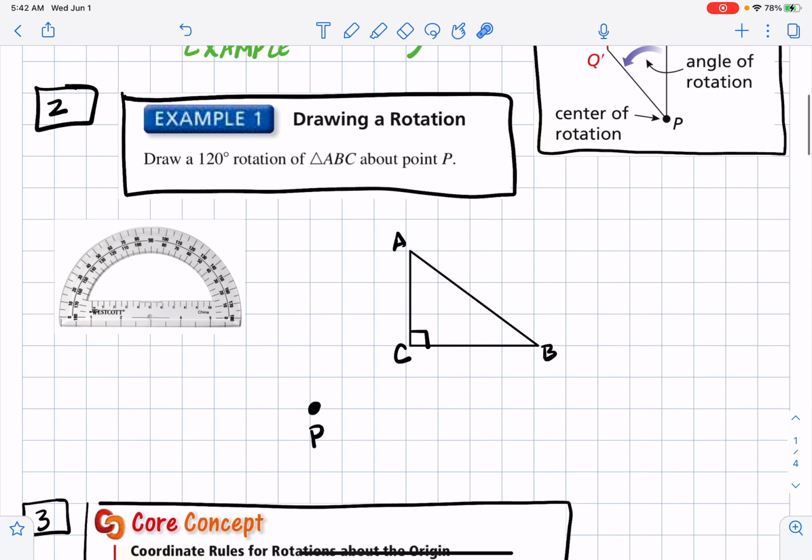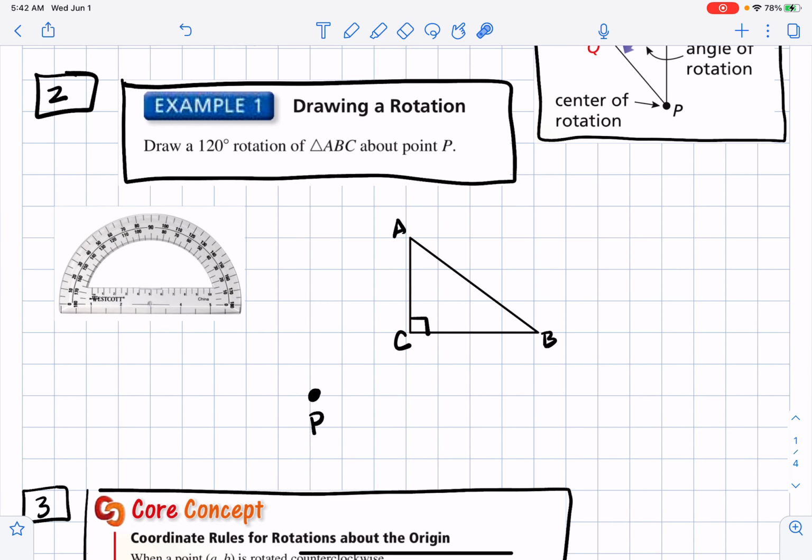How do we do number 2? How do we actually draw this without using software like we had right there? In order to draw a rotation of 120 degrees, the first thing we have to do is give ourselves a segment from each of our vertices to our point of rotation. Our point of rotation is P in this case. So I'm going to draw a segment like that from C to P.